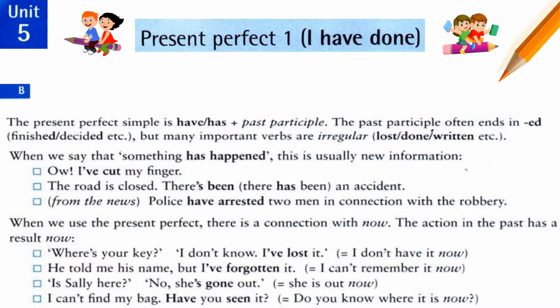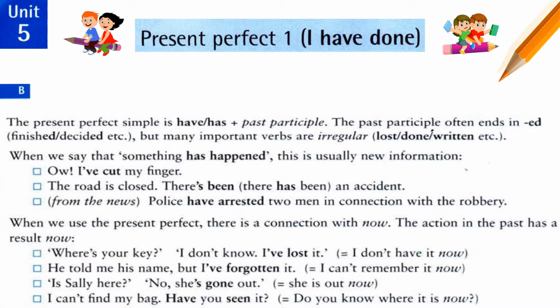Secondly, when we use the present perfect, there is a connection with now. The action in the past has a result now. Where is your key? I don't know. I lost it. Which means what? I don't have it now. Second one, he told me his name, but I've forgotten it. What does it mean? I can't remember it now.